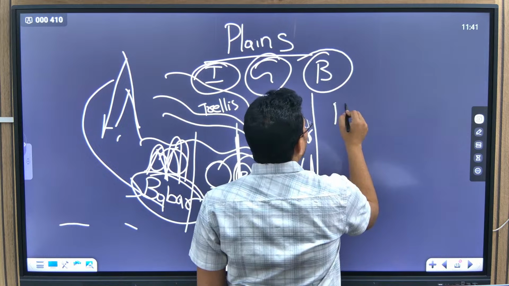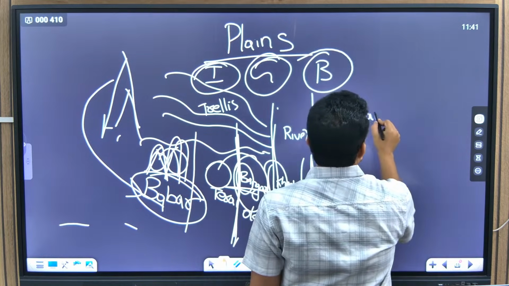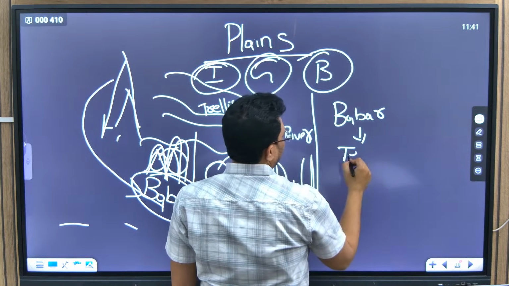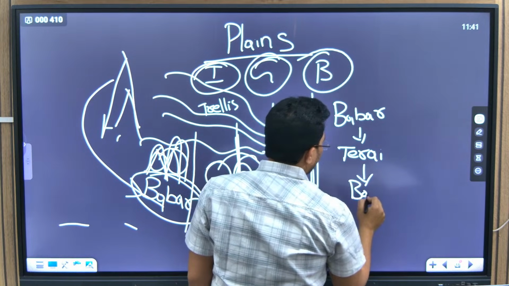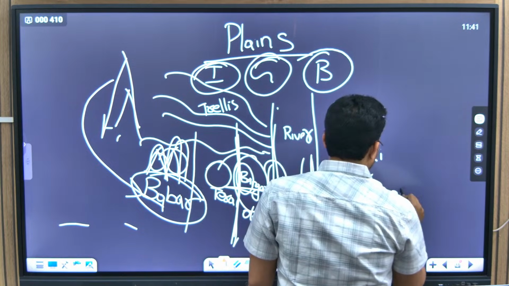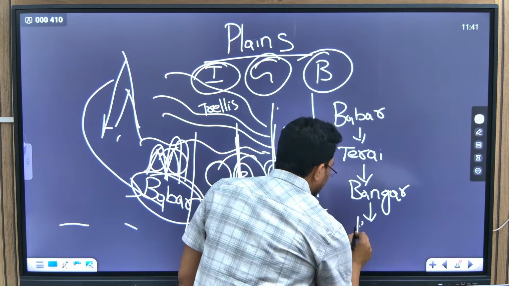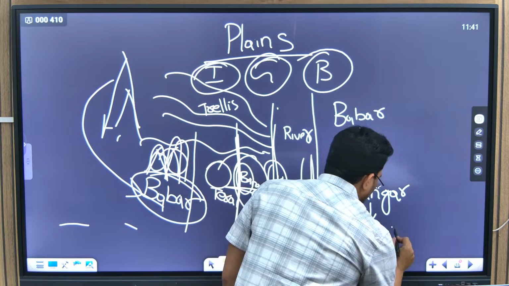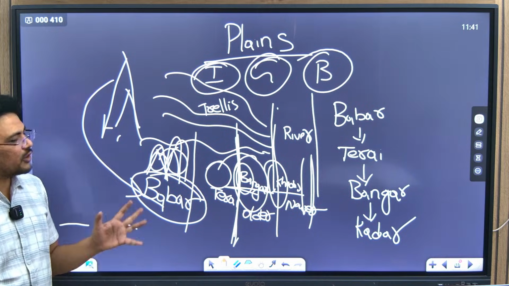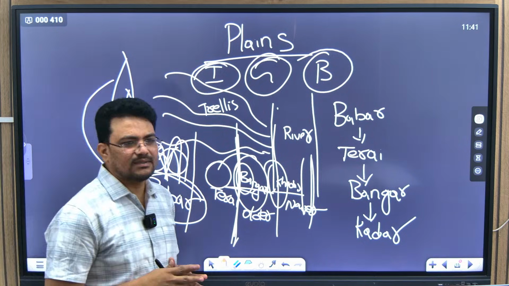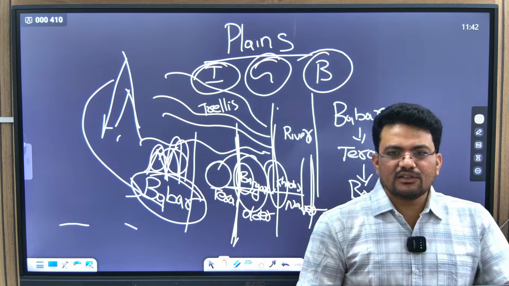Okay, the stages are Babar, Terai, Bangar, Khadar. Okay, so these are the 4 features, 4 important things that you need to know in the plains. Okay, so we are done with that.